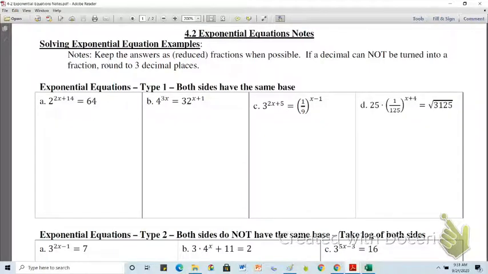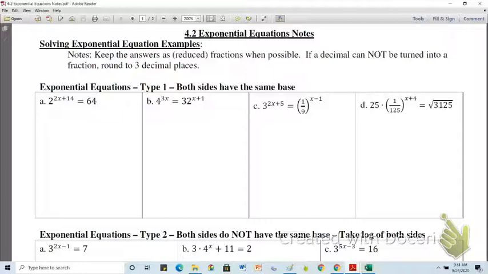Morning. Today we are going to cover 4.2, which is exponential equations. There are two types we're going to look at solving. Remember, you need to keep your answers in reduced fractions when possible. If a decimal cannot be turned into a fraction, you can round it to 3 decimal places.